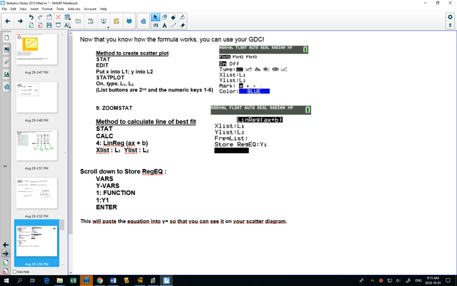So now I'd like you to put those same values into your graphing calculator and follow the instructions on here and see if we can get our graphing calculator to give us the same line of best fit.